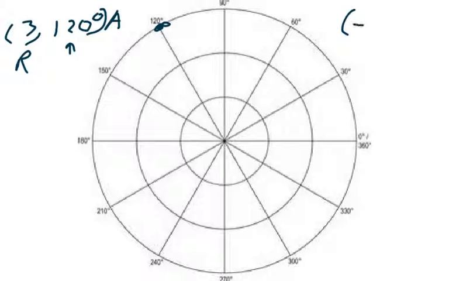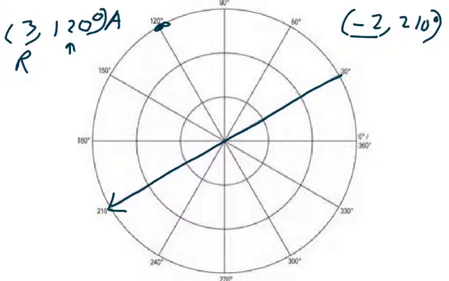If I wanted to graph negative 2 comma 210 degrees, here's the line that makes 210 degrees. Now 210 is out this way, but since this is negative 2, I'm actually going the other way, and I will call this one B.